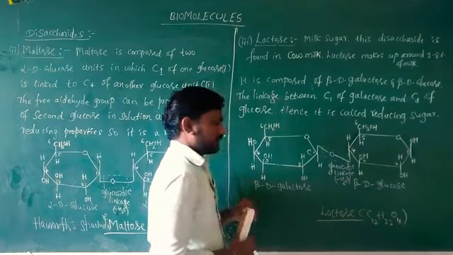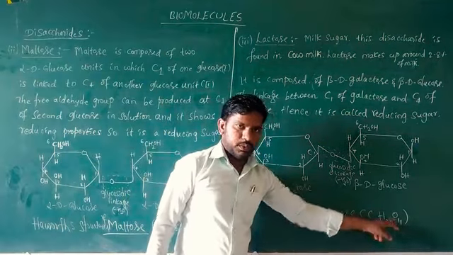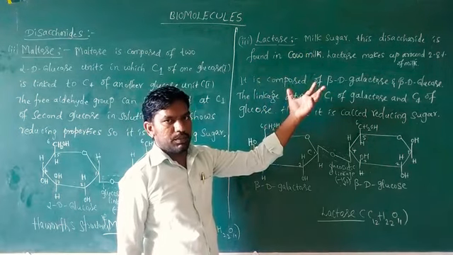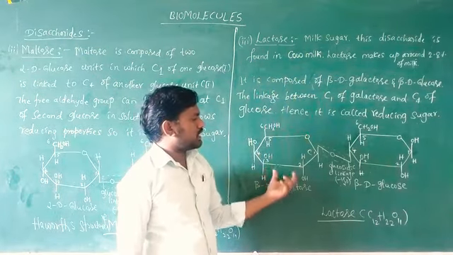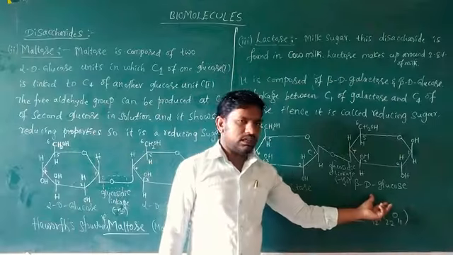What is the formula? C12H22O11, commonly called milk sugar. What are the monosaccharide components? One is beta-D-galactose and one is beta-D-glucose.